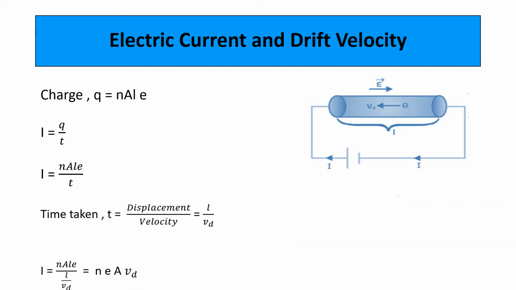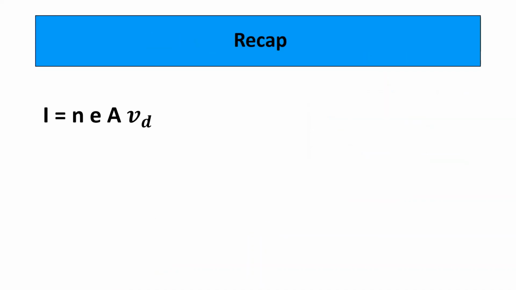Time taken t is equal to displacement divided by velocity. Displacement or distance is L. Velocity is the drift velocity Vd. Therefore, I is equal to nALe divided by L by Vd, which is equal to neAVd. In this session, we learned to derive the expression between electric current and drift velocity.